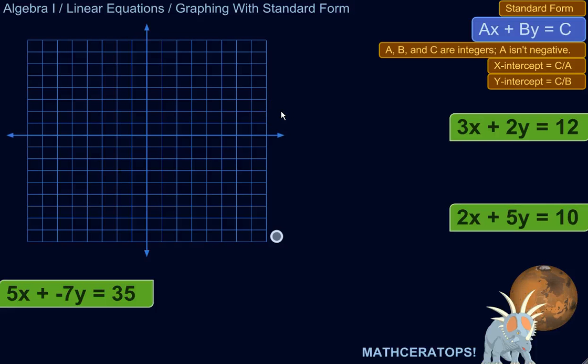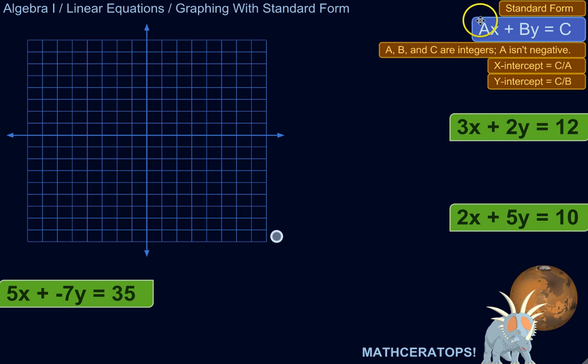All right, let's graph some equations that are in the standard form. That's the form of some number times x plus some other number times y equals some other number, where a, b, and c are integers, and a is not negative. And actually, it can be pretty easy to graph in the standard form.